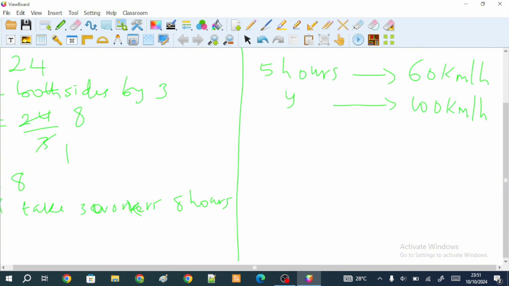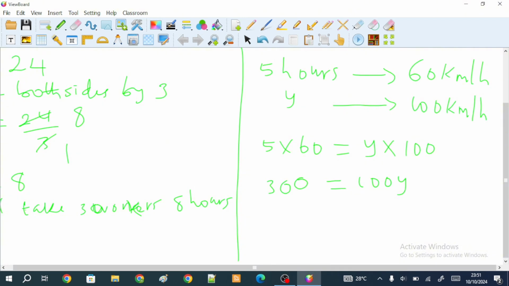So what do we do next? We're going to multiply left hand side by right hand side. The first line is 5 multiplied by 60. We put equal to. On the second line we'll have y multiplied by 100. Okay, so 5 times 60, 5 times 0 is 0, 5 times 6 is 30, is equal to 100y.